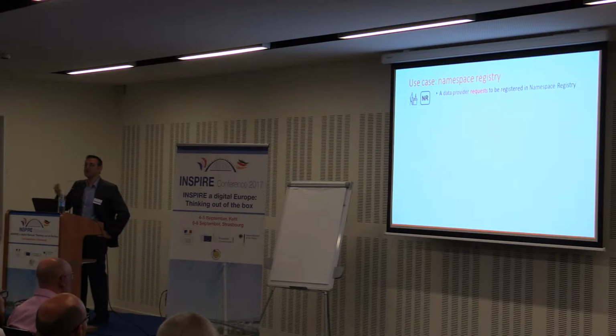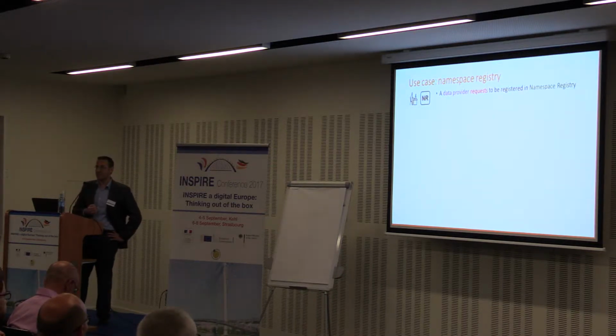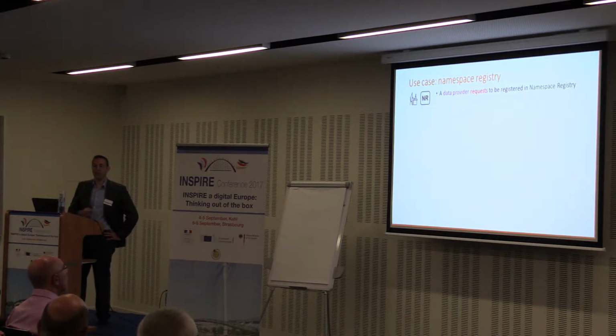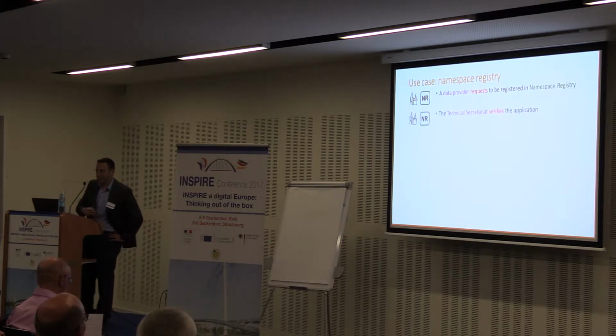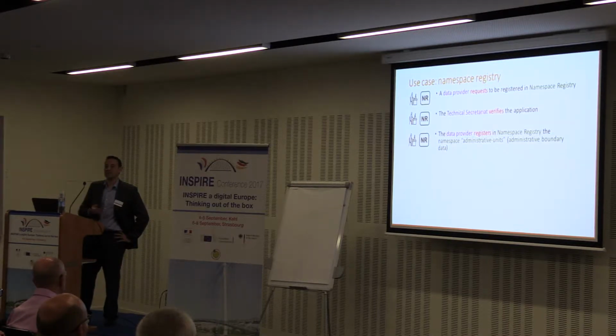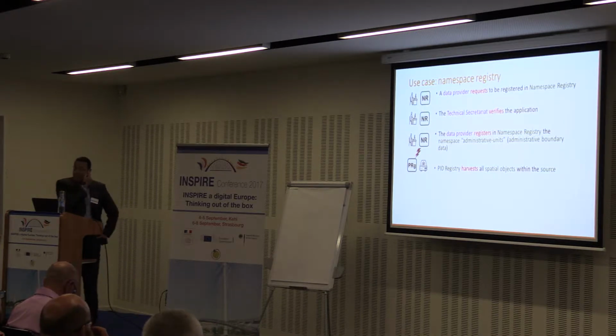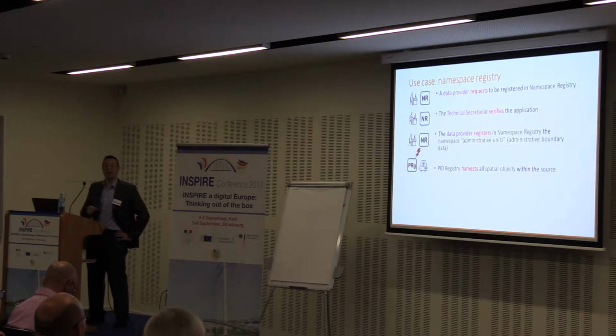We are going to see some use cases of this infrastructure, for example for registry and namespaces. It's quite easy from this point of view, because first we can use the namespace registry to add, for example, a new data provider. This request is checked by the technical secretariat. After that, the provider can start to work with the system and might decide to register a new namespace, for example administrative units. Then the PID registry starts to harvest all the services associated with this namespace and gets each spatial object in order to register it and assign a unique PID.